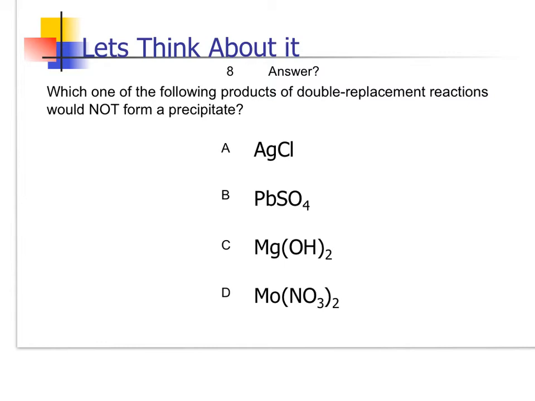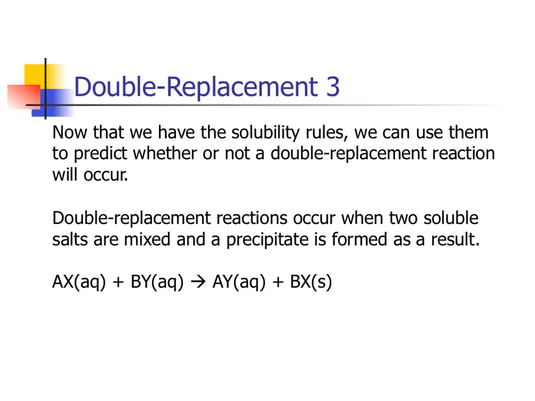Which of the following products of a double replacement reaction would not form a precipitate, meaning they are soluble? Now that we have the solubility rules figured out for the most part, we can use them to predict whether or not a double replacement reaction is going to occur. Double replacement reactions occur when 2 soluble salts or 2 liquids are mixed and a precipitate forms. This is one of the rules that we talked about at the very beginning of the year, for determining whether or not a chemical reaction occurs. And therefore we have 2 solutions making a solid. In this case, the solid is the precipitate.